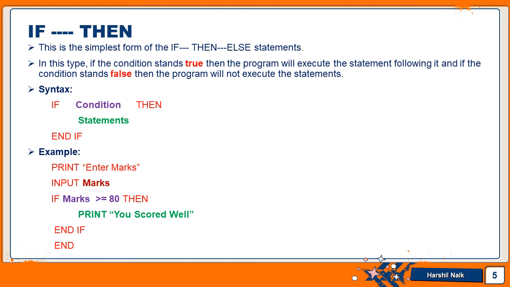Example of if statement. Now we find whether the student has scored well in the subject or not. First we write input marks, then we check the condition. So we write if marks greater than or equal to 80, then print you score well. Here greater than or equal to 80 is the condition, and print you score well is our statement. So if the student has below 80 marks, the program will not execute the statement, and if the student has greater than 80 marks, then the program will execute the true statement, that is you score well.